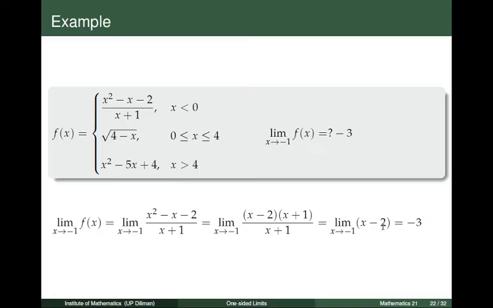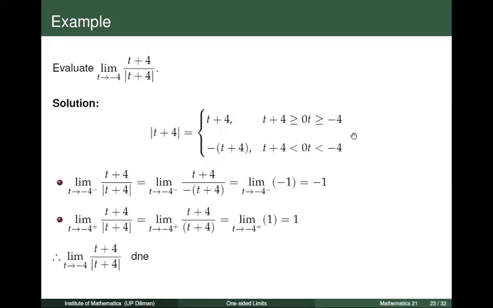Now the limit of x minus 2 as x tends to negative 1 is negative 3. So in this case, the limit of f of x as x tends to negative 1 is equal to negative 3.